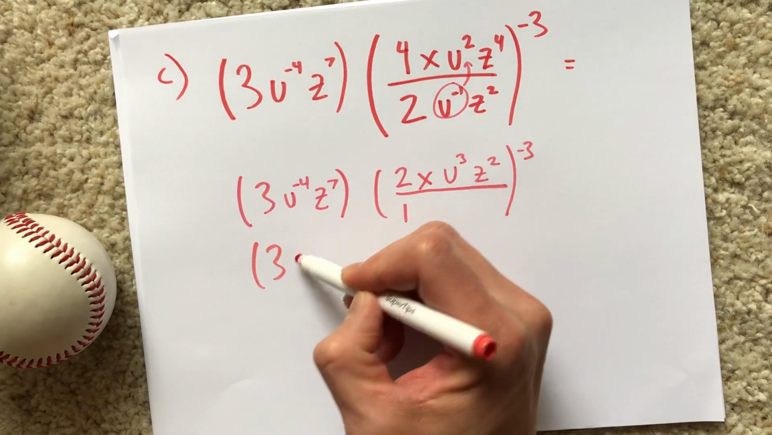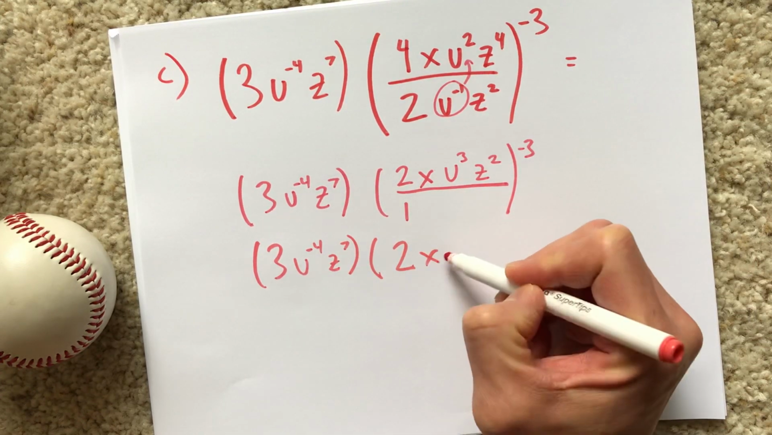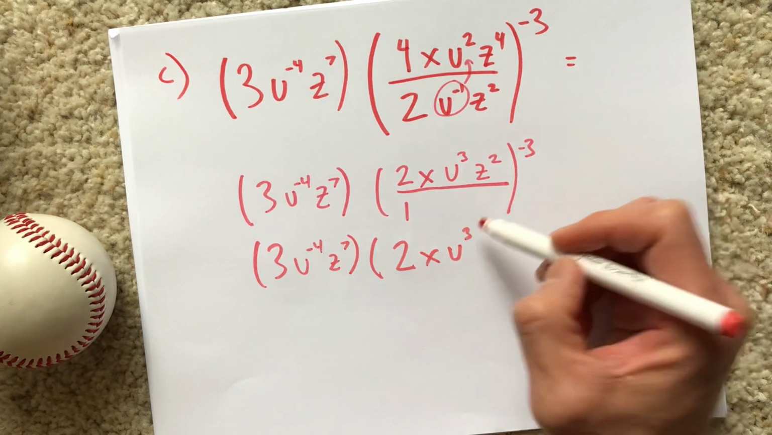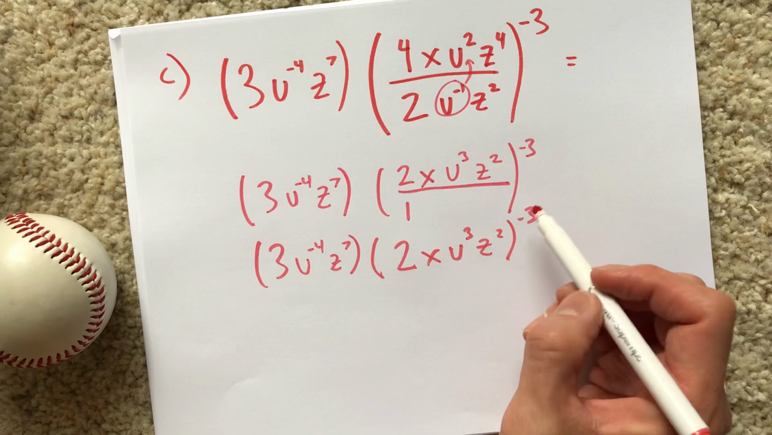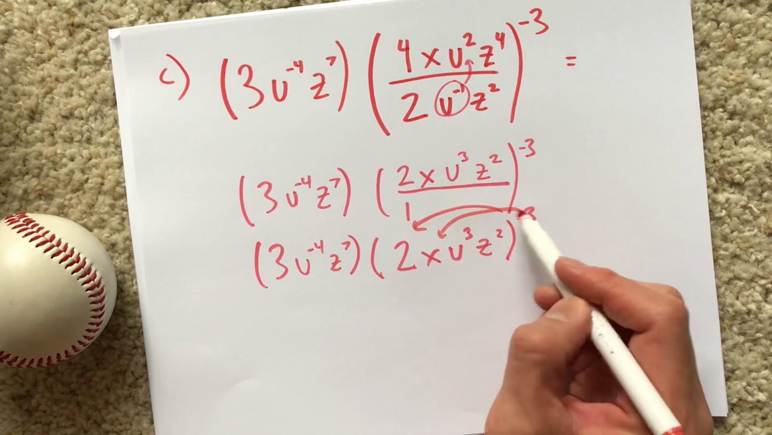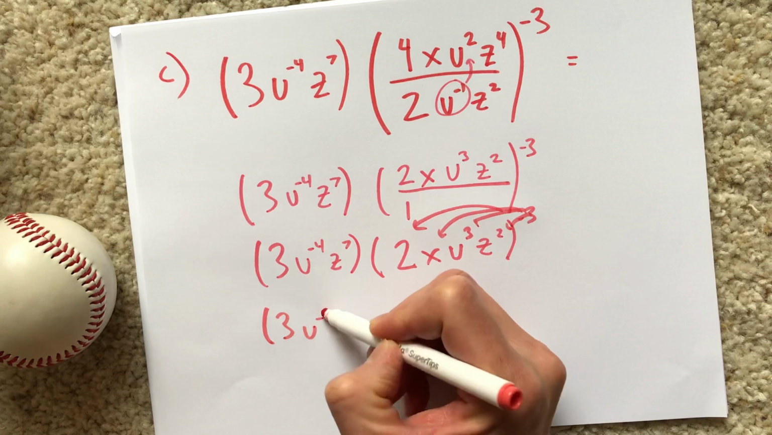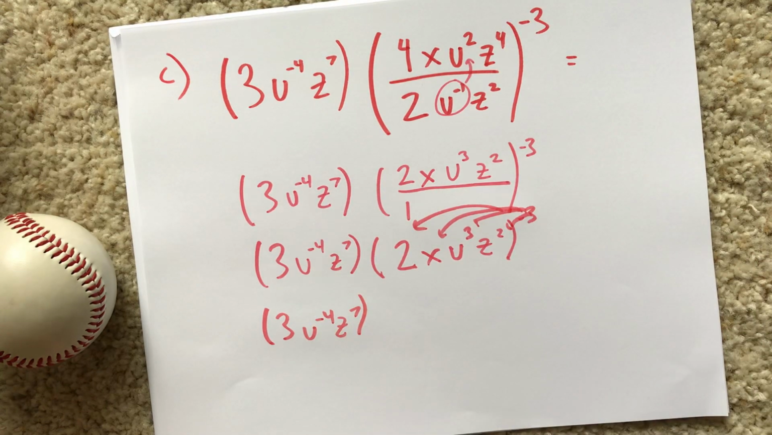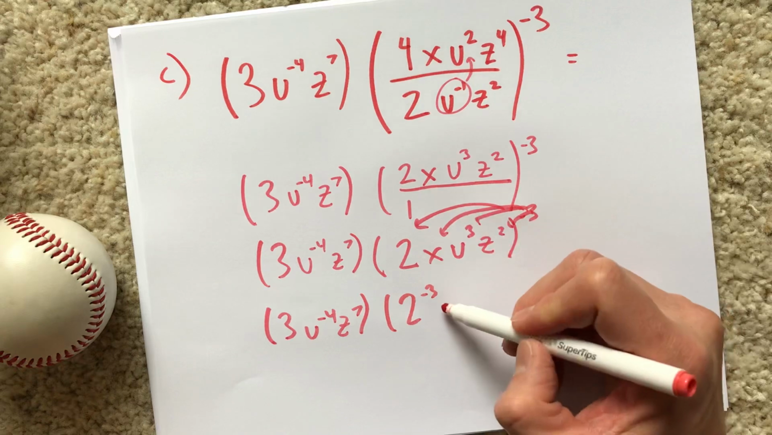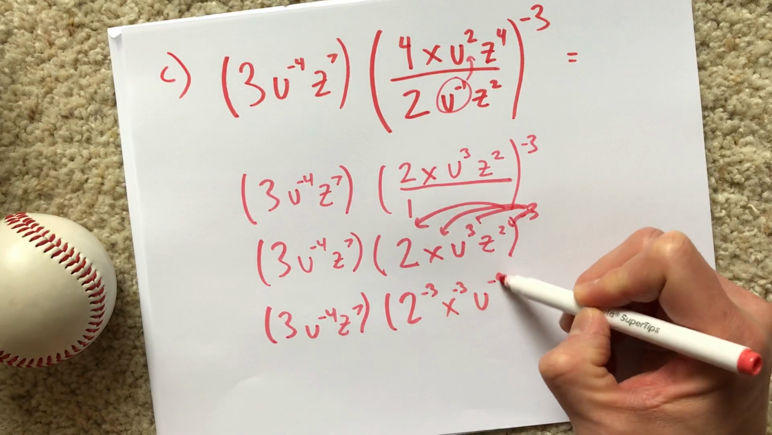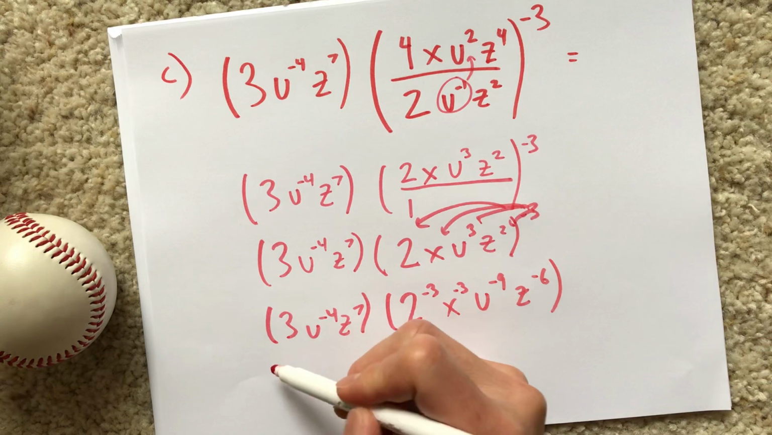So let's do that. 3 u to the negative 4 z to the 7th power, times 2x u cubed z squared, all to the negative 3. Okay, so we're going to multiply everything here. Multiply, multiply, multiply, multiply. All right, so this term is going to stay the same. I'm not going to touch this yet. Now this is going to become 2 to the negative 3 power, x to the negative 3, u to the negative 9, and z to the negative 6 now. So same thing, nothing's going to change here.